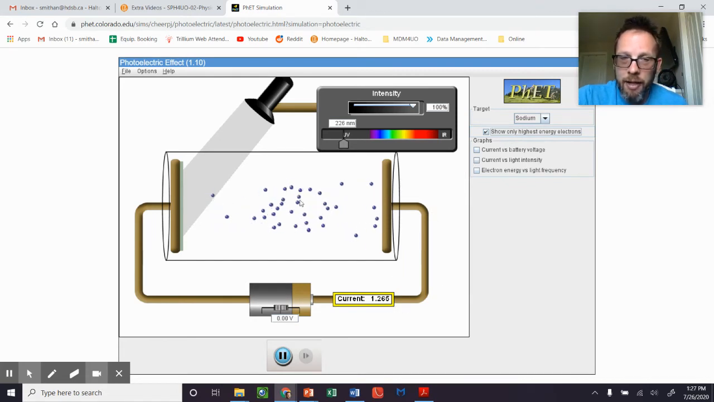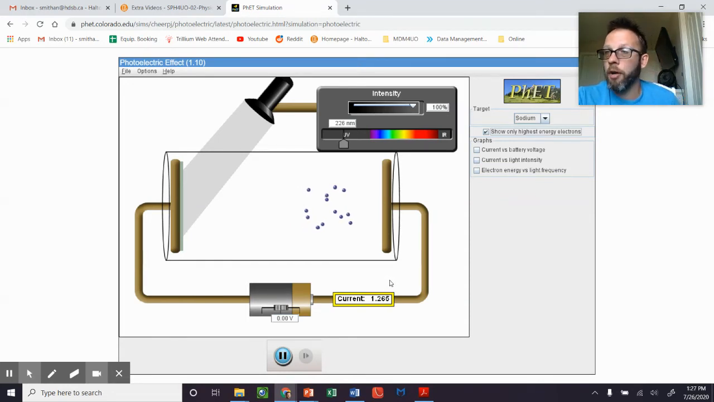Now I'm going to show just the highest energy electrons for a second too. You can see these electrons are reaching the end, and a current is measured. Now I'm going to adjust the voltage. You might be wondering, how was this threshold work function determined, or how do you determine what frequency is going to give some photoelectrons? Well, you can play around with what we call retarding potential. Retarding potential means you can retard the electron's motion a bit, making it harder to get across.